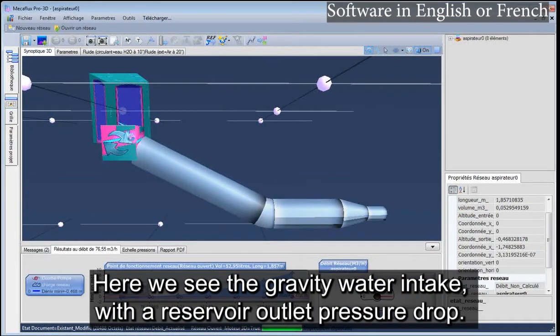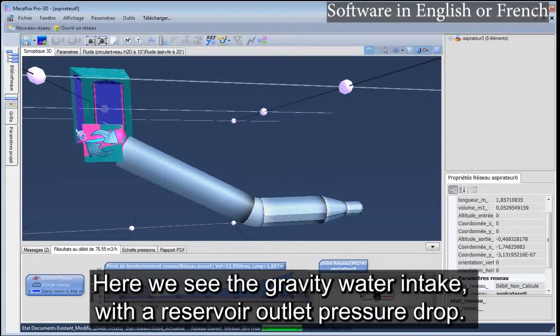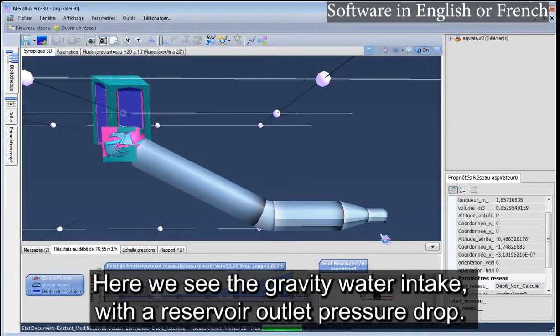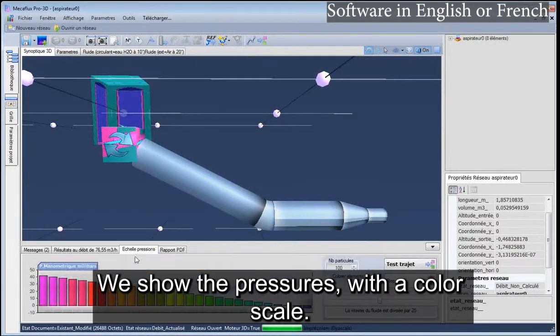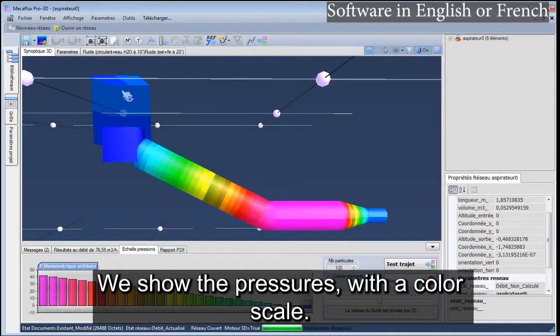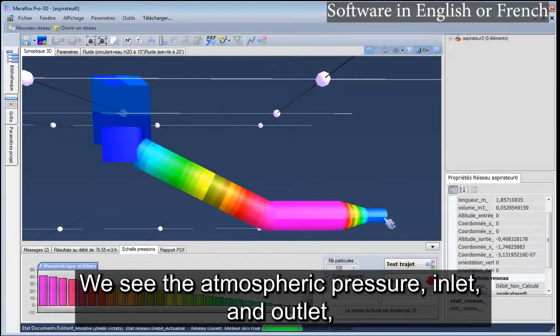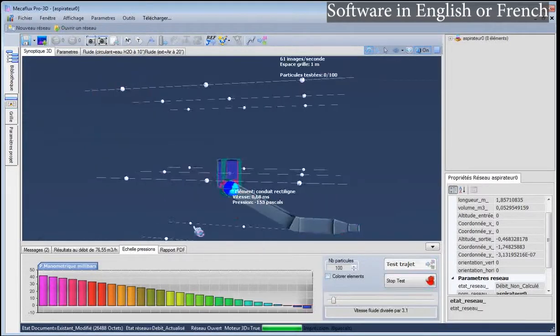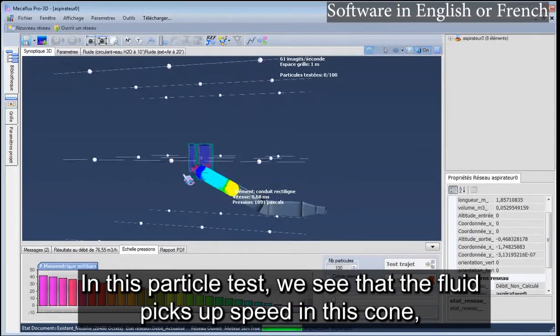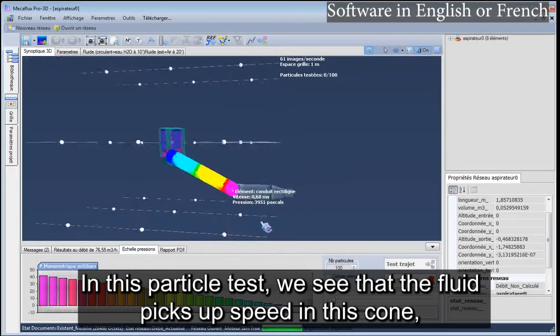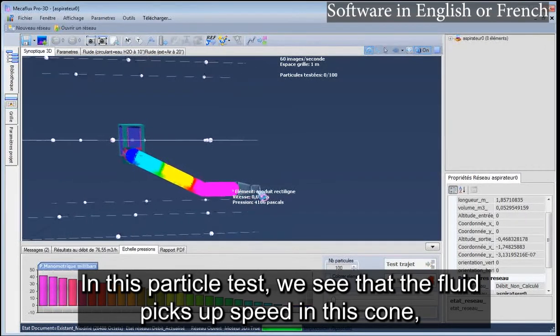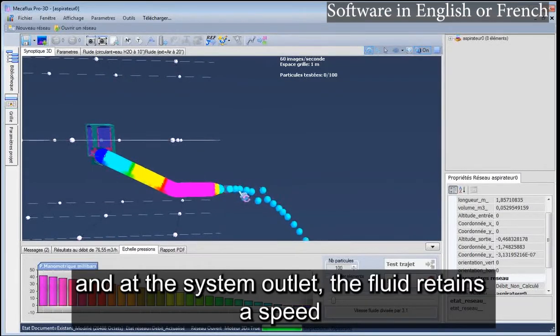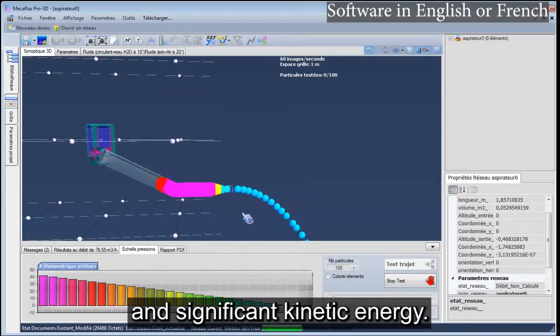Here we see the gravity water intake with a reservoir outlet pressure drop. We show the pressures with a color scale. We see the atmospheric pressure, inlet and outlet, and here, the evolution of the pressures. In this particle test, we see that the fluid picks up speed in this cone. And at the system outlet, the fluid retains a speed and significant kinetic energy.